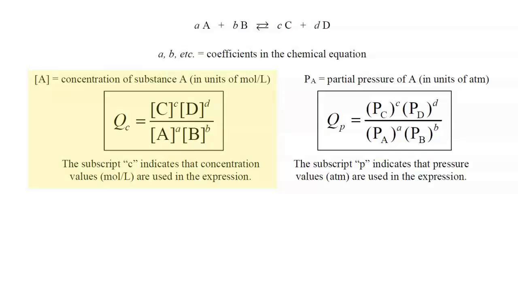So here you can see products over reactants, where the concentration of each substance is raised to the power of its coefficient. So for Qc, the subscript C indicates that concentration values, moles per liter, are used in the expression. And on the other side, you can see that that's the Qp, where the subscript P indicates that pressure values are used in the expression. So we use a capital P and the subscript of the chemical formula of that substance that refers to the partial pressure of that substance in units of atmospheres. It's products over reactants, where each pressure is raised to the power of its coefficient in the chemical equation.